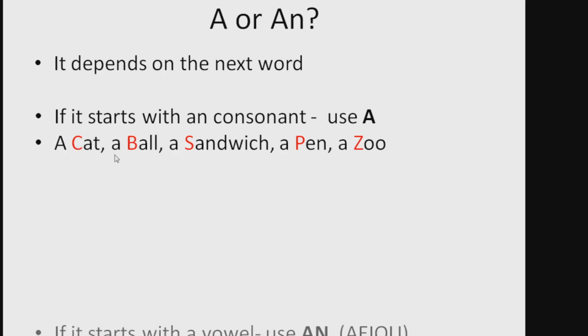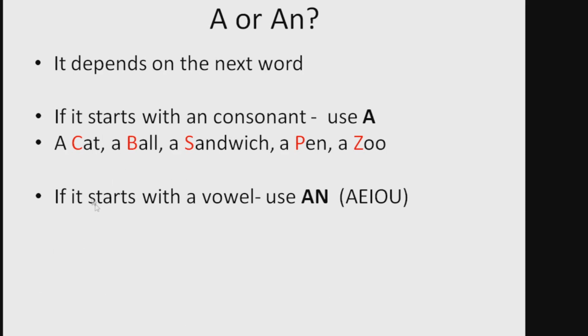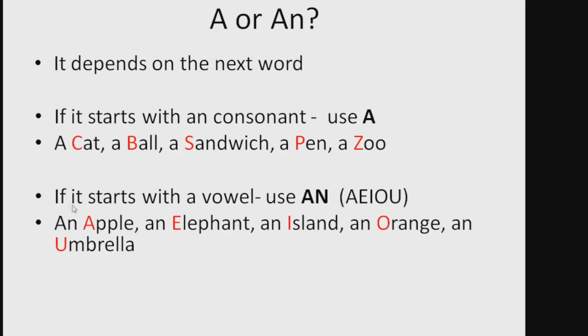Pretty easy. And then the opposite. If the next word, the noun, starts with a vowel, use an. So obviously the vowels are A, E, I, O, U. So an apple, an elephant, see? Got the E, the A, an island, an orange, an umbrella. If you said a elephant, you've got a vowel, a, going into E. Doesn't sound right. It's a apple. It has to be an apple. So it's a pretty easy rule.